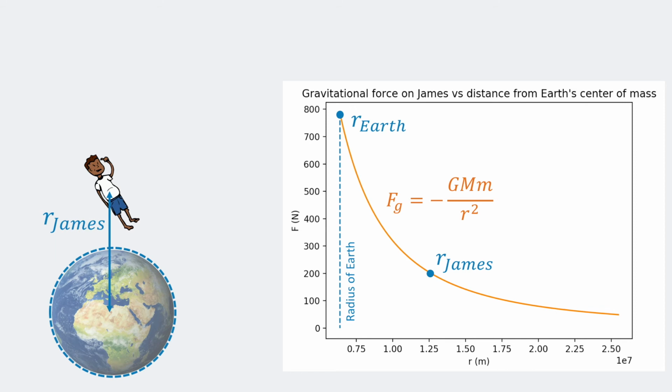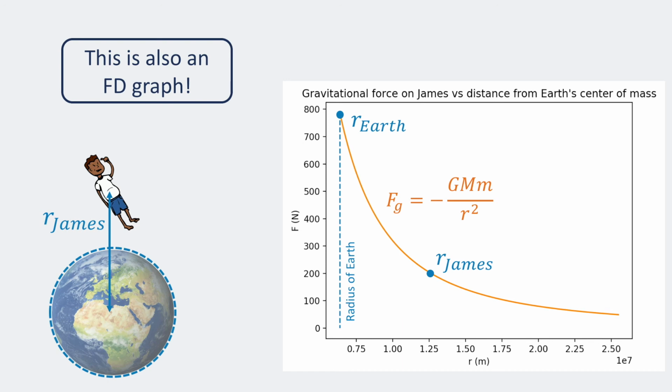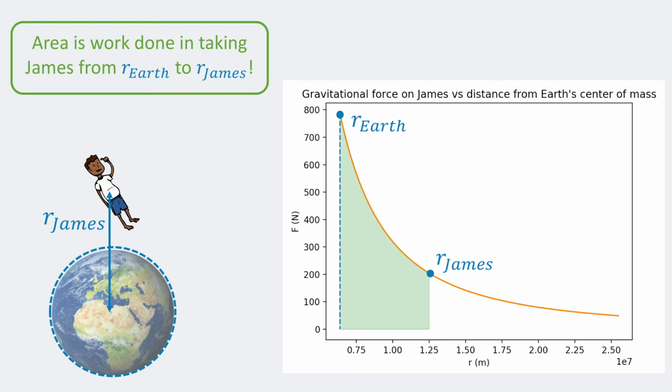But this graph is actually itself a force distance graph. On the x-axis we have distance away from the center of mass of the Earth, and on the y-axis we have the force applied to James. That also means that the area under the curve between 2 points is the work done in taking James from, in this case, the radius of the Earth up to where he is now.